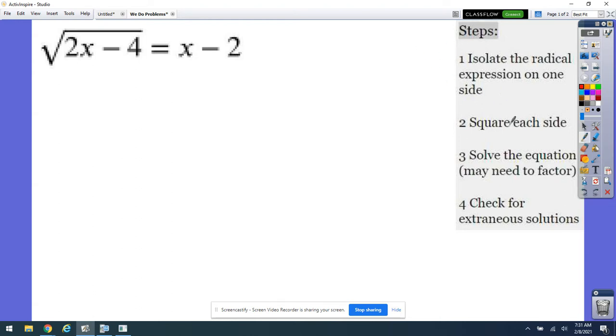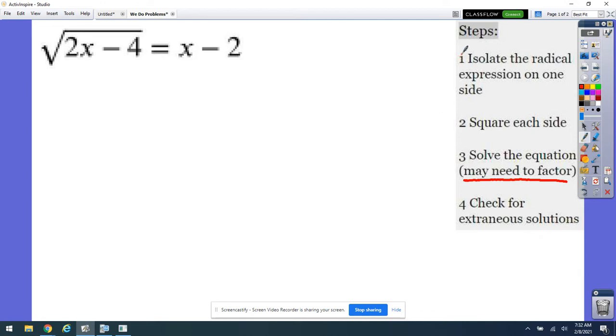So I have my steps over here on the right, and it goes by these 4 steps and says isolate the radical expression on one side, square each side, and then solve the equation. And you may need to factor. So when we were factoring our equations in the quadratic unit, how to get those 2 different factors, you may have to do that for some of your examples, and of course check for extraneous solutions. So in other words, the solutions that will not make this equation true.